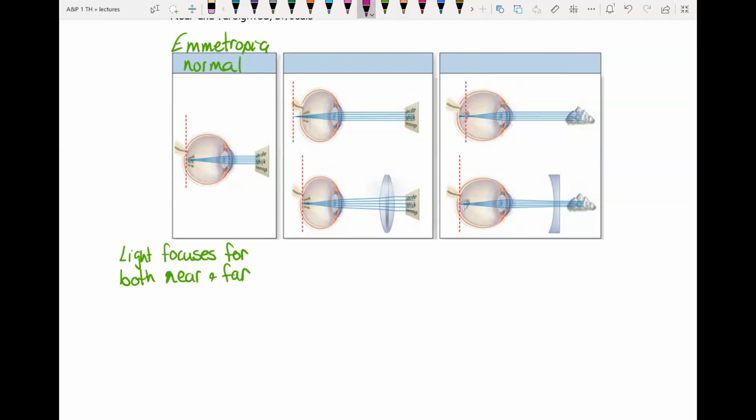Our next one here is hyperopia. This is also known as farsighted. In this case, things that are far away you can see fine, but things that are close are blurry. So if you're farsighted, you can focus on far objects, but close is blurry.